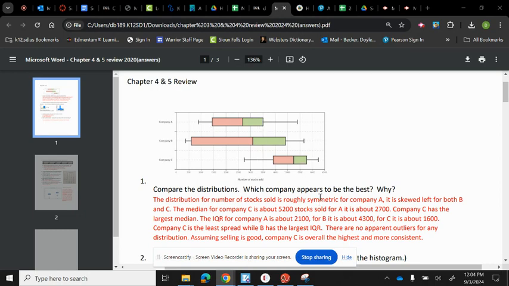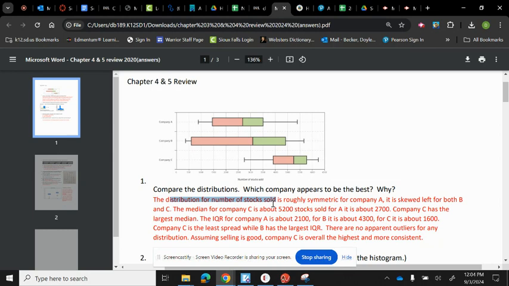Okay, and whether you use range or IQR, you should come up with the fact that company C has the smallest range and the smallest IQR, which is about 1,600 for the IQR. So company C is the least spread. We can see in the graphs there's no separated points, so there's no apparent outliers. So we've addressed shape, center, spread, unusual features, and then also done it in context. It says the distribution for the number of stocks sold. We've got the context. So remember the 5 things.